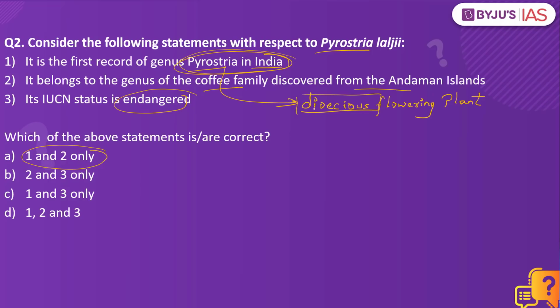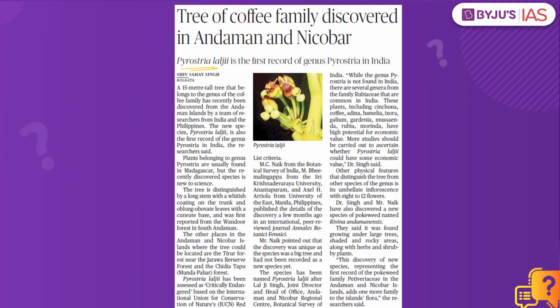Basically, if there is a particular plant which has distinct male and female individual organisms, that is what is called as dioecious. So this particular Pyrostria is nothing but a flowering plant which has distinct male and female individual organisms. Why have we taken this practice question? Because of the reference in this article.